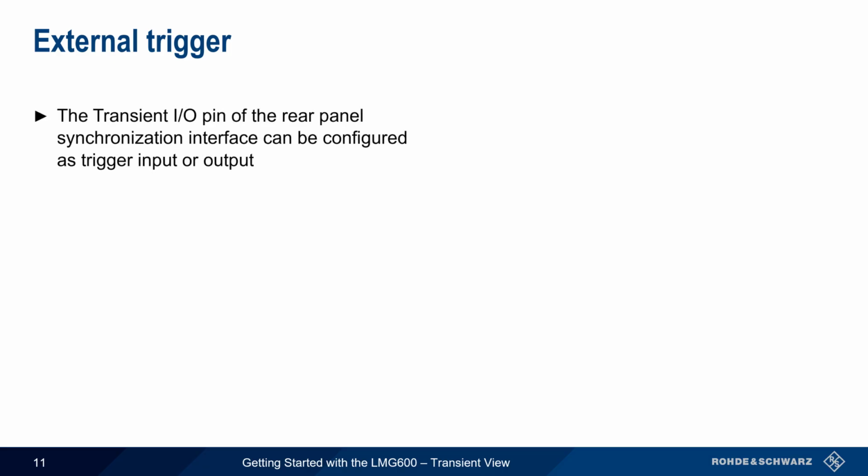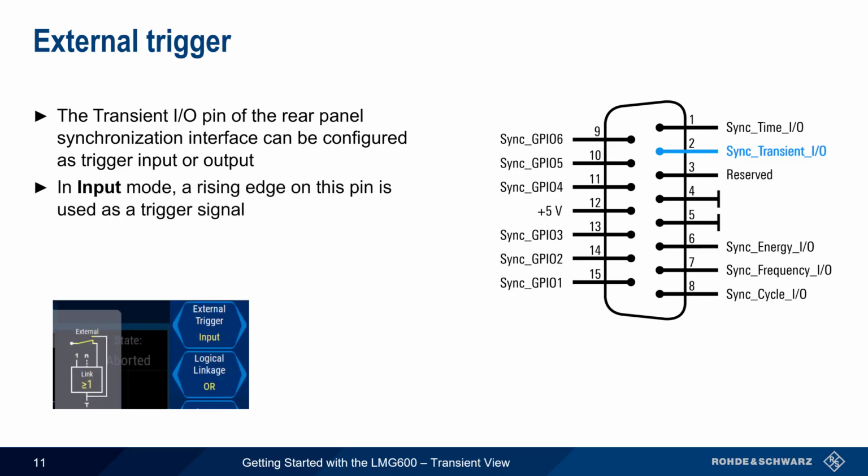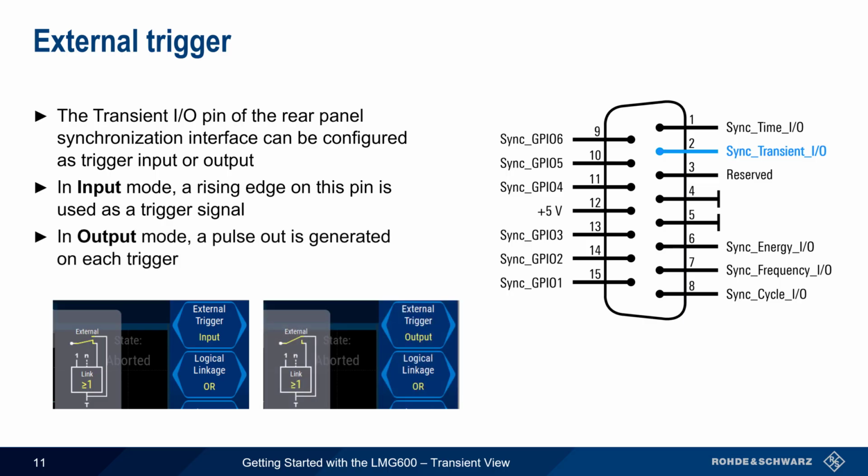More Trigger Settings also allows the configuration of an external trigger input or output using the Transient I/O pin on the rear panel DB15 synchronization interface connector. If this pin is used as an input, then a rising edge on this pin will be interpreted as a trigger signal. If the mode is set to output, then a pulse out will be generated on this pin every time that a trigger event occurs.